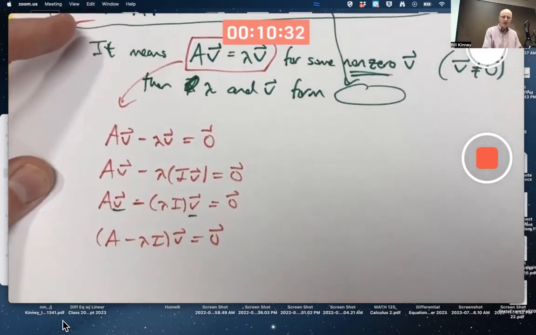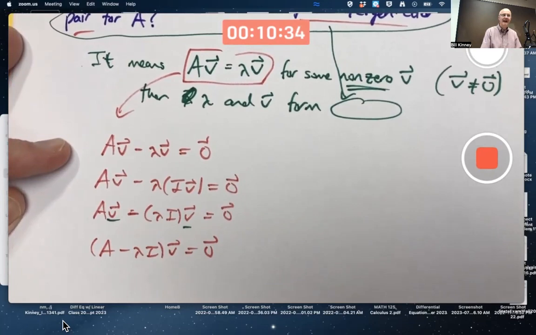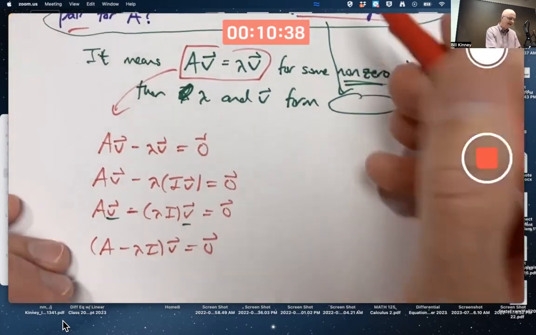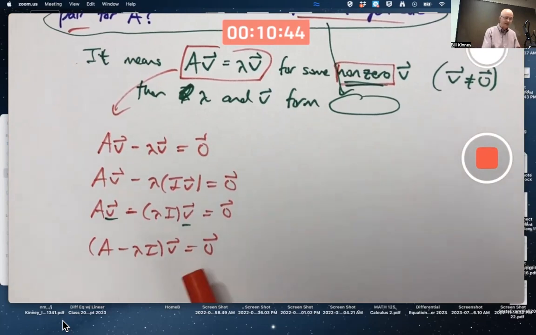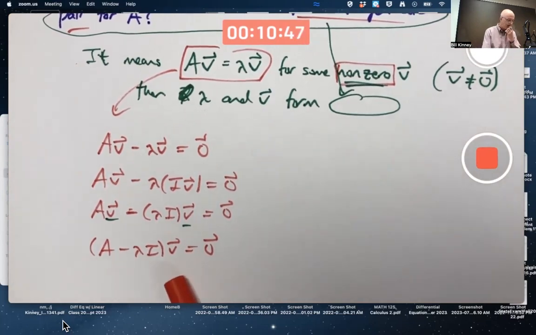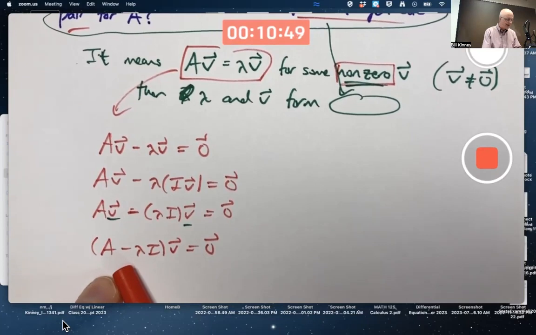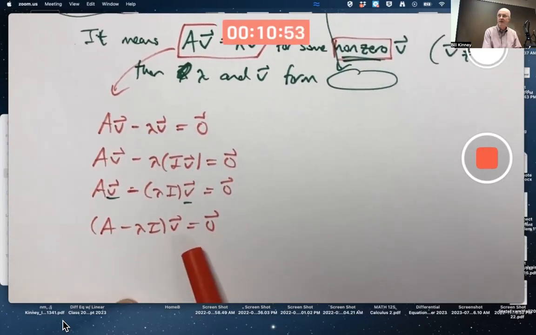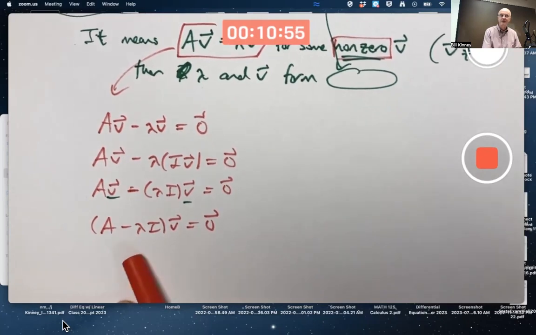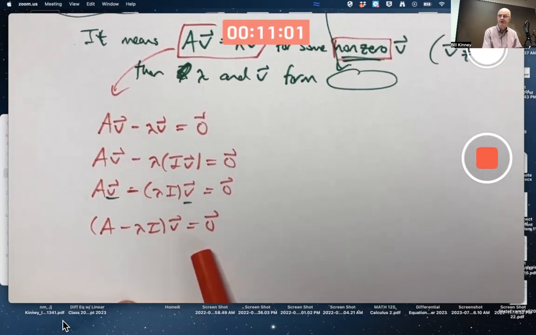These equations are all equivalent to each other. They all mean the exact same thing. And remember, we are after non-zero vectors for v. So that means we're also after non-zero vectors for v down here. You got a square matrix n by n times an n-dimensional vector giving you the zero vector. The only way you're going to have a non-trivial solution is if this matrix is non-invertible. The inverse of this doesn't exist if you want a non-trivial solution for v.